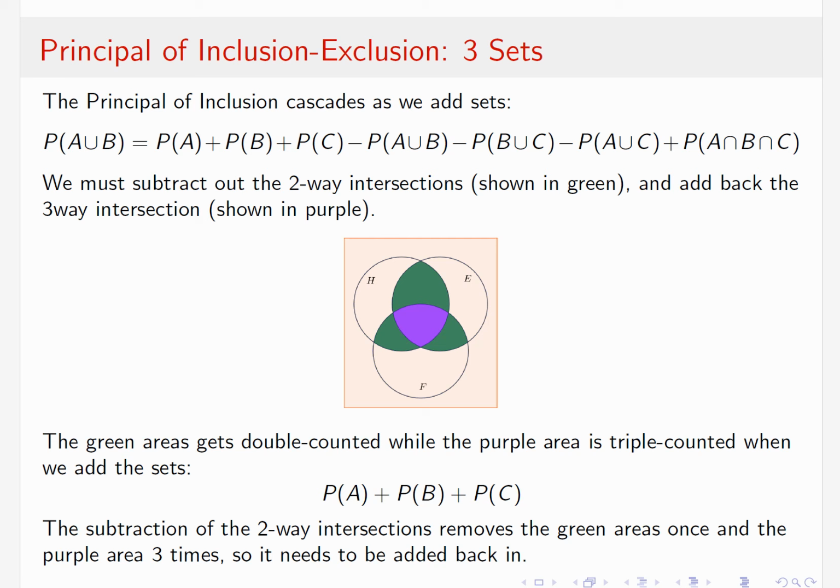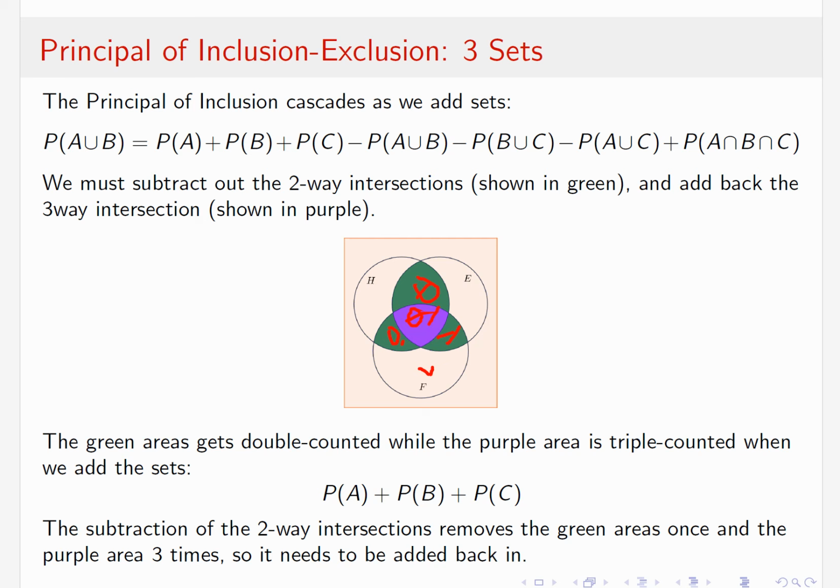Okay. The principle of inclusion exclusion cascades. Okay, why? Well, think about this and see if you follow, right? Well, when we add H, we add this area and this area and this area one time each. And then we add E and we've added this area again and this area again and this area. And then we add F and we've added this area and this area and this area. Wow, so it's getting hard to keep track of what all we've added.